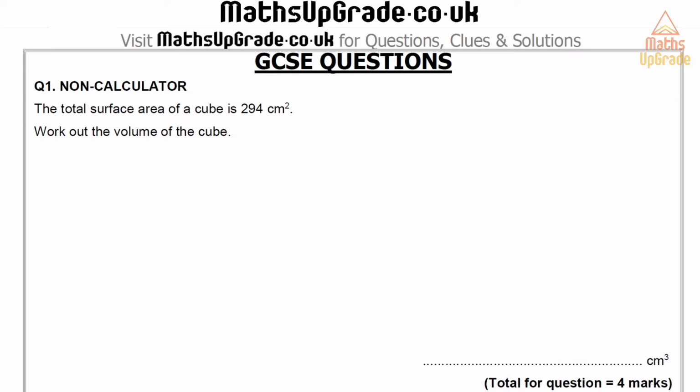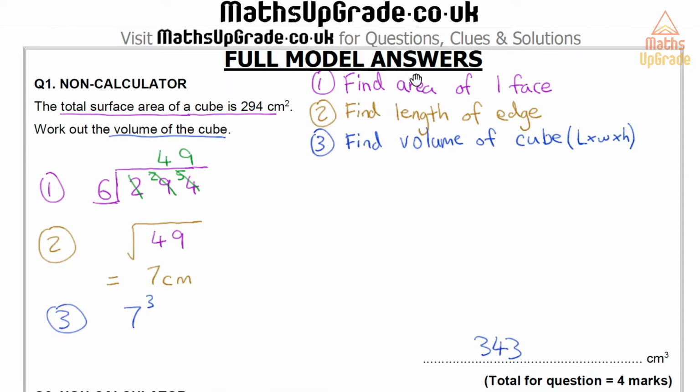So question 1: the total surface area of a cube is 294 centimetres squared. We have to work out the volume of the cube. The way I'm going to do that is find the area of one face, then find the length of one edge, and then knowing that length we can find the volume of the cube using length times width times height. So here are the steps I'm going to take.